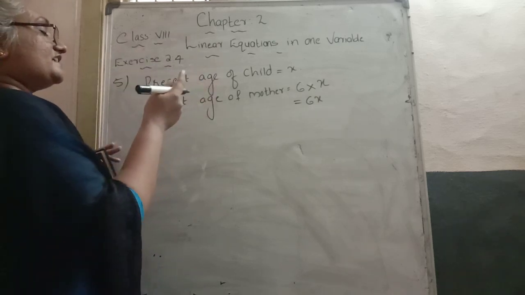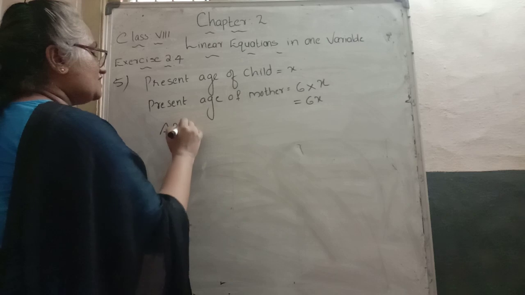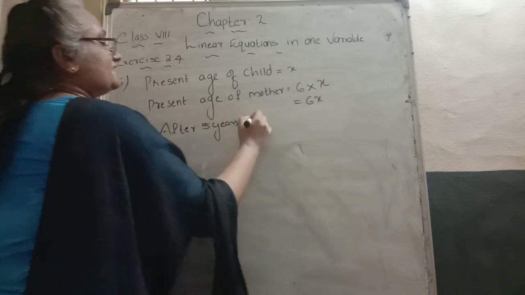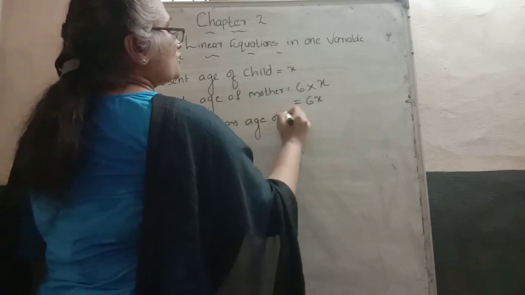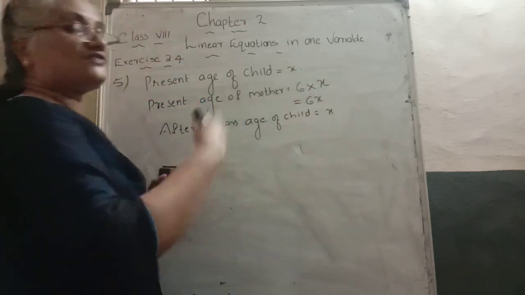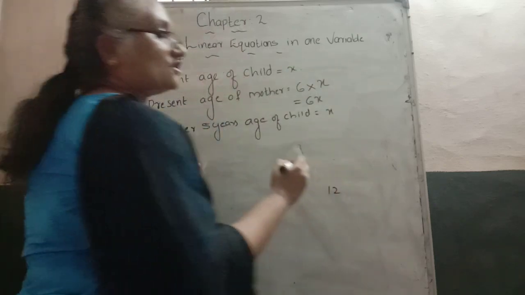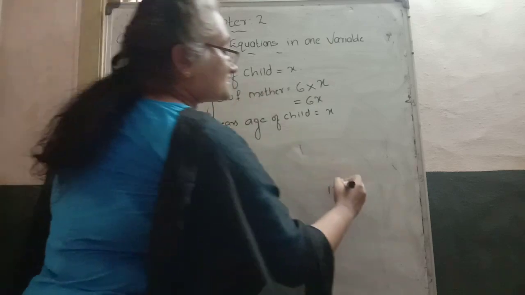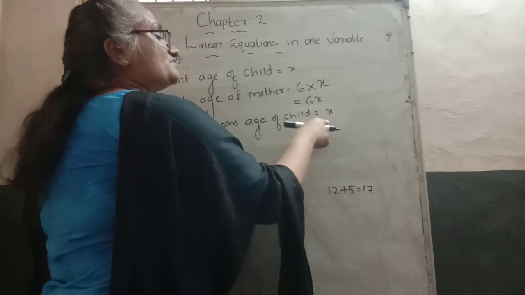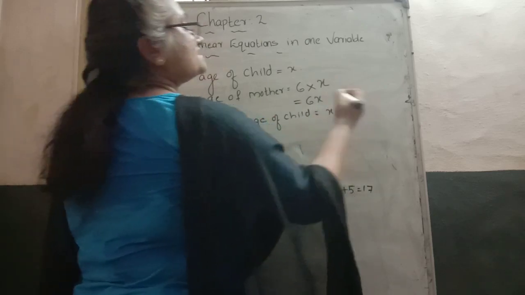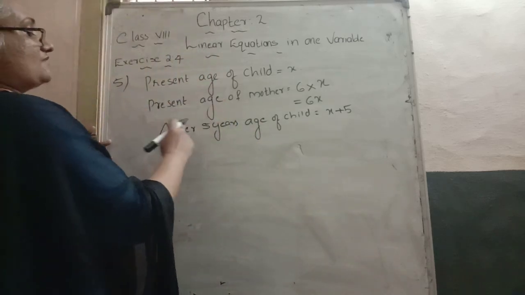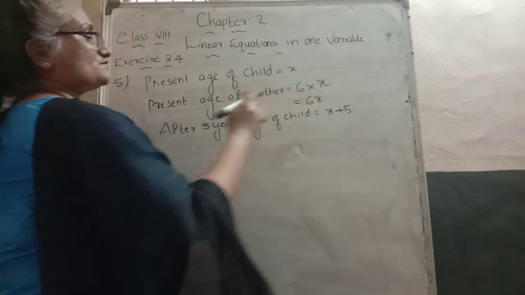Then next, what are they telling? After 5 years, the age of the child: the present child has X. After 5 years means, suppose you are 12 years now, after 5 years means 12 plus 5 comes to be 17 years, like this. The present age of the child is X. After 5 years means X plus 5 is the age of the child after 5 years.